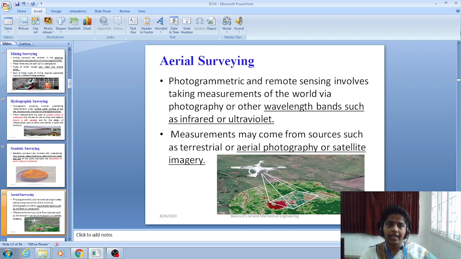Next we see the aerial surveying. In aerial surveying we use wavelength bands such as infrared and ultraviolet. Using remote sensing data, we get satellite images, and finally we survey our area. That is aerial survey.